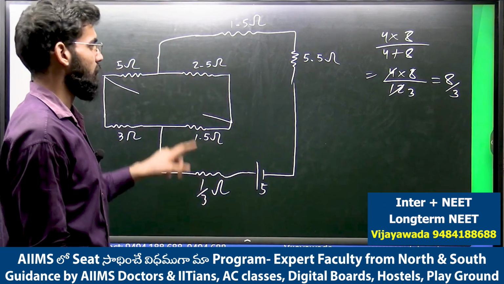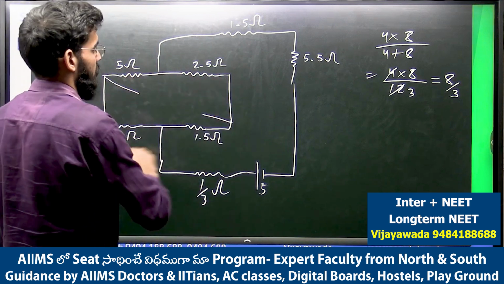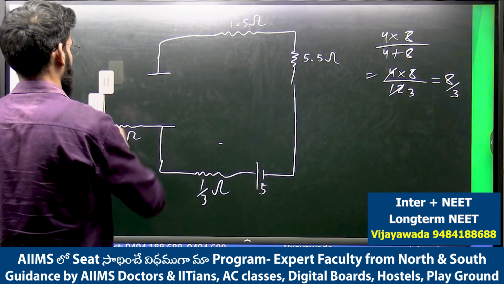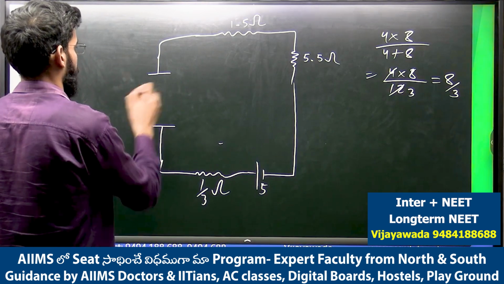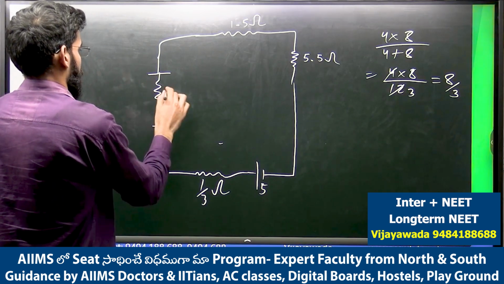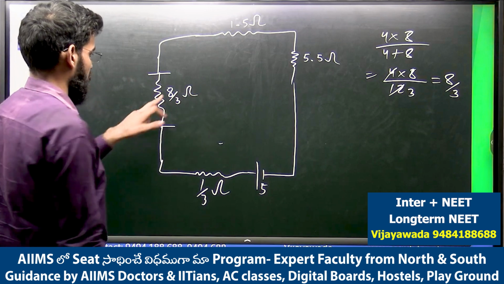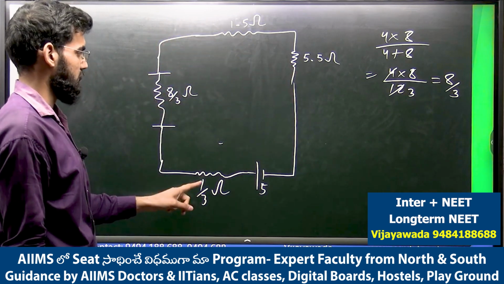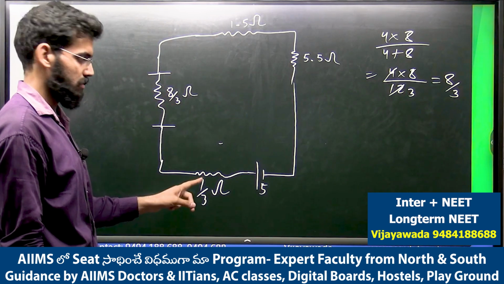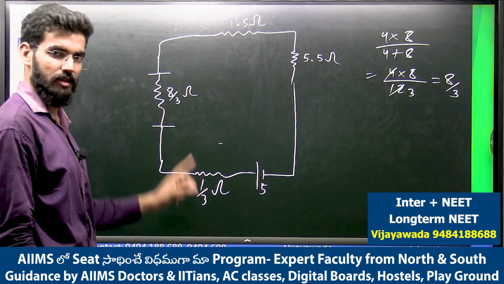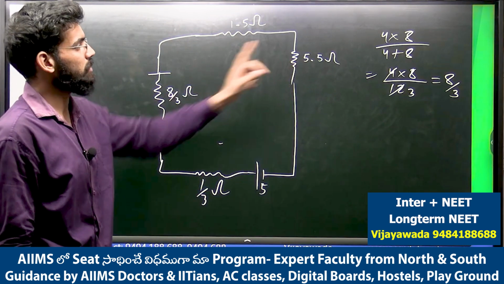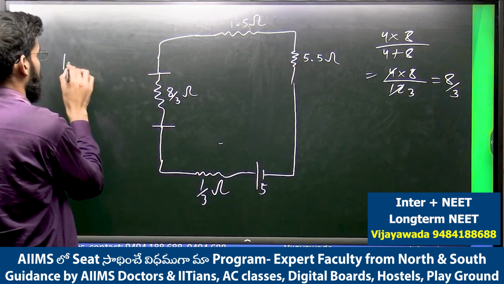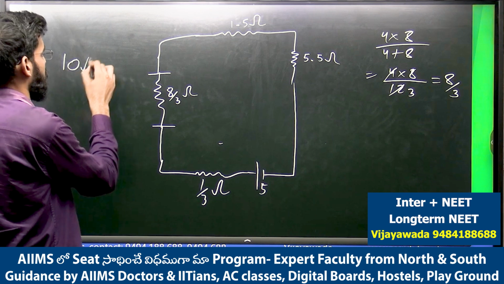Now this complete resistance is 8 by 3, so I will draw here 8 by 3 ohm directly. Now all are in series, so 8 by 3 plus 1 by 3 is 9 by 3, that is 3. Then 3 plus 7, 10. So the total resistance in the circuit is 10 ohm.